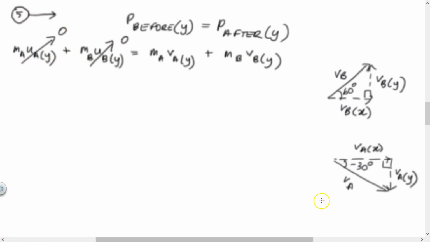So again, using trig, we can say that the final velocity in the y direction is given by, and the final velocity of object B in the y direction is given by. This means we can rewrite this equation as so.